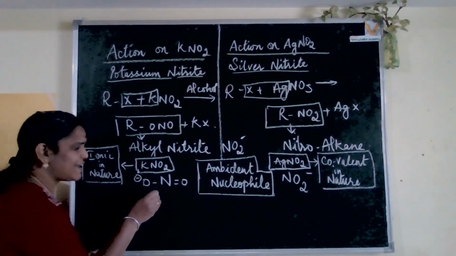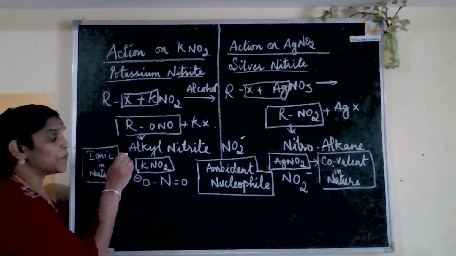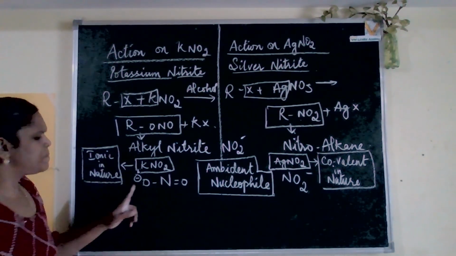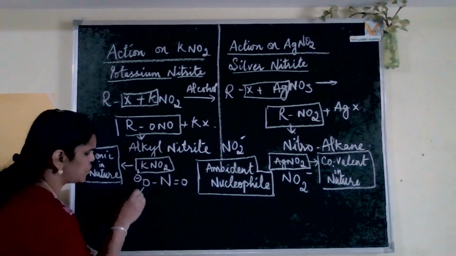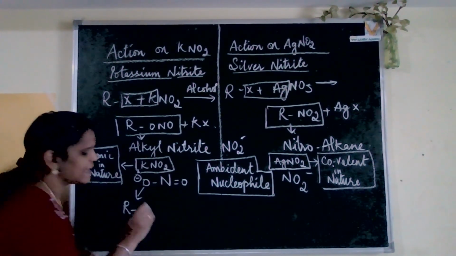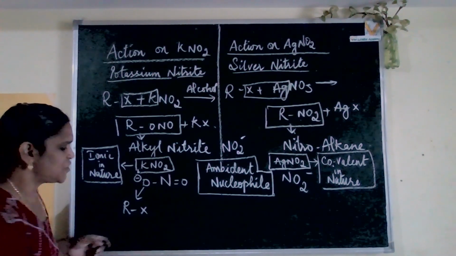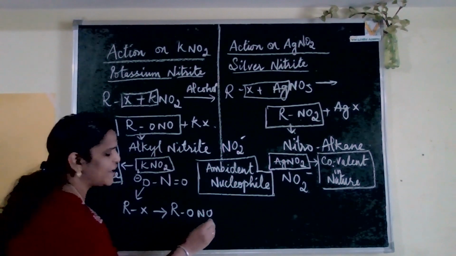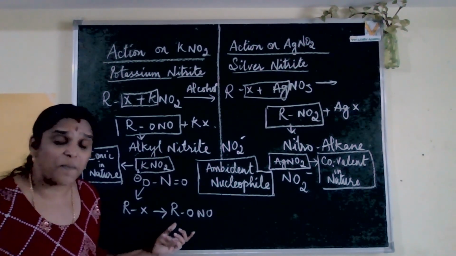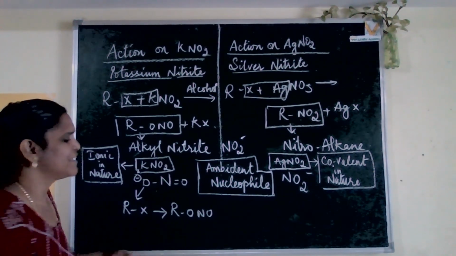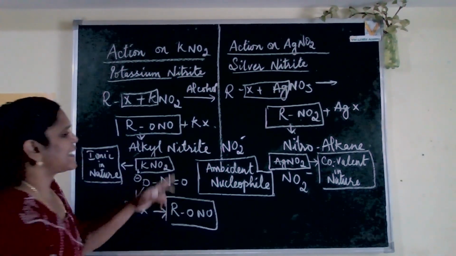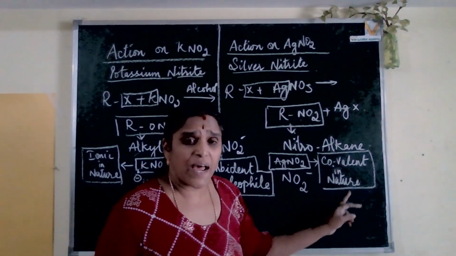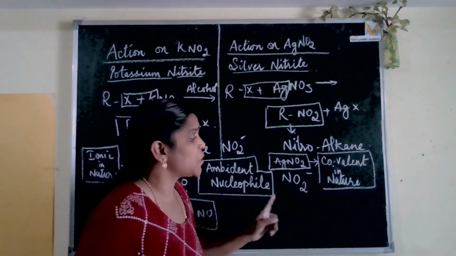Now, when nitrite ion is combined with potassium, potassium nitrite is ionic in nature. In that case, oxygen acts as the nucleophile and attacks the alkyl halide. So what you will get is RONO. I already mentioned whichever atom is dominating gives the product you receive. So here it is alkyl nitrite. Whereas silver nitrite is covalent in nature.